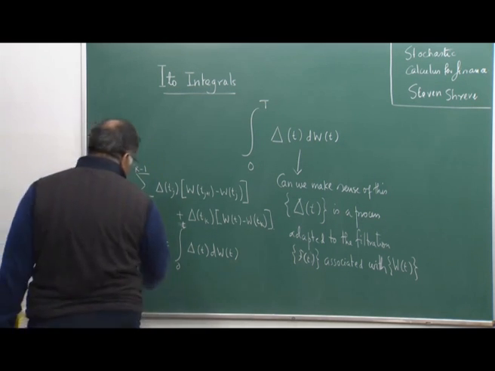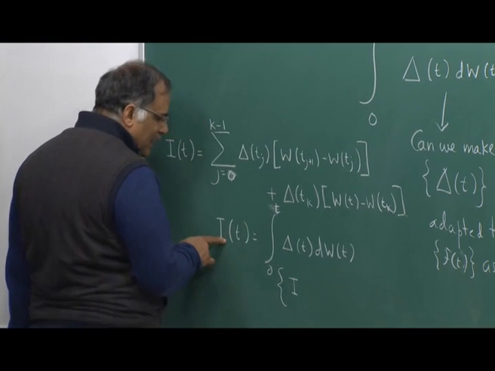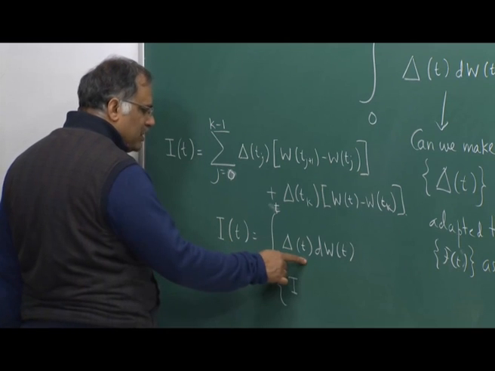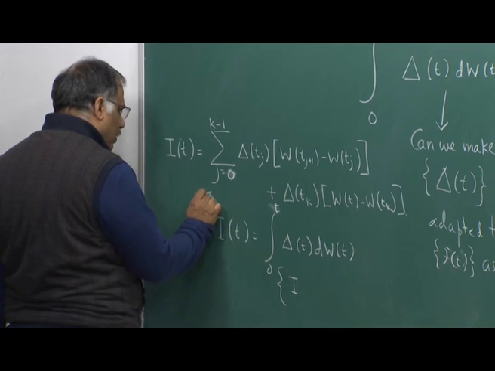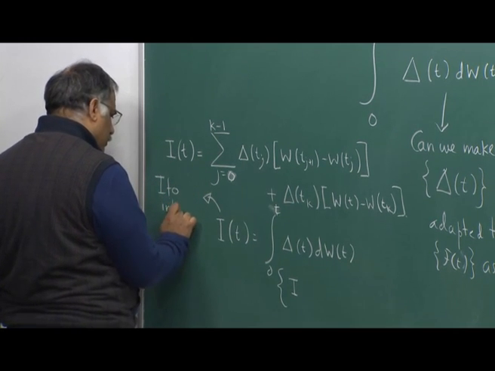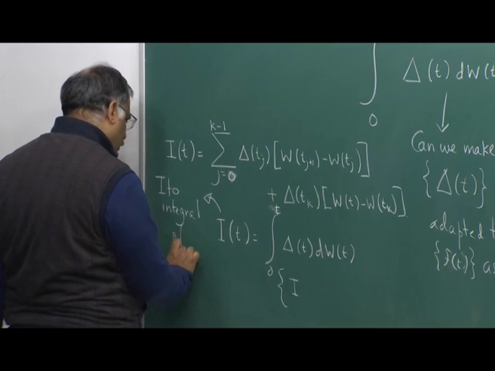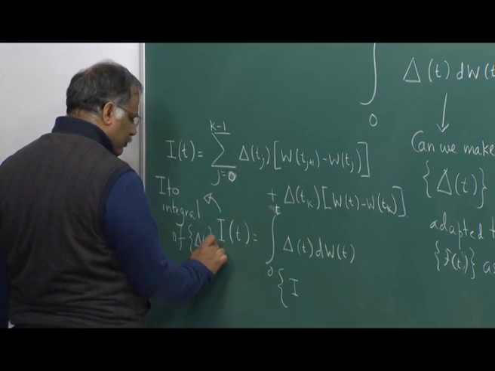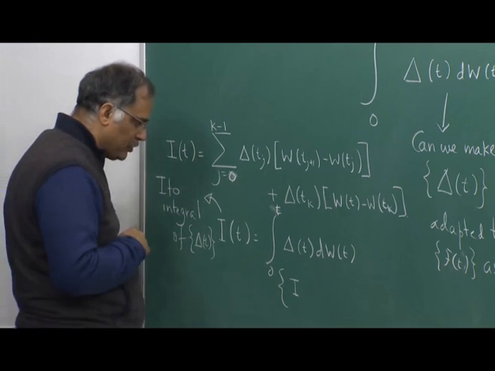Now, IT then itself is a stochastic process. So, IT is called the Ito integral of the simple process delta t. So, IT is called the Ito integral of the process delta t. So, you are taking Ito integral of a stochastic process, that is very important.